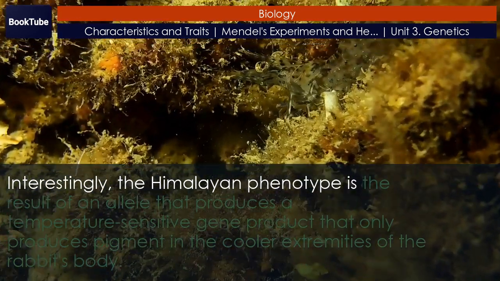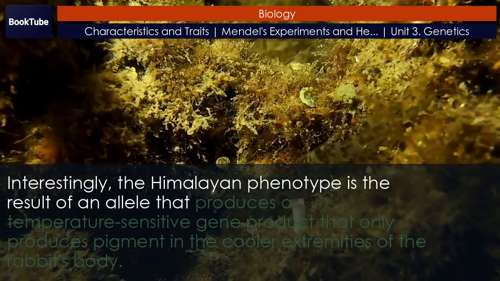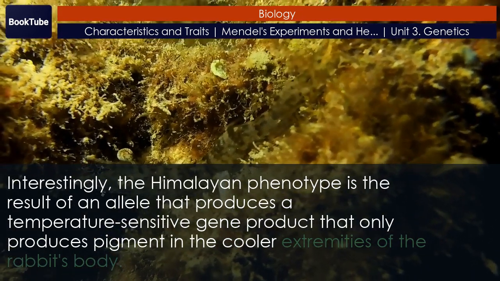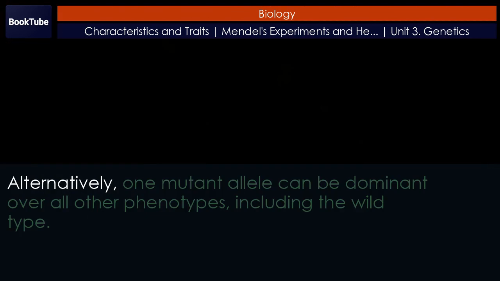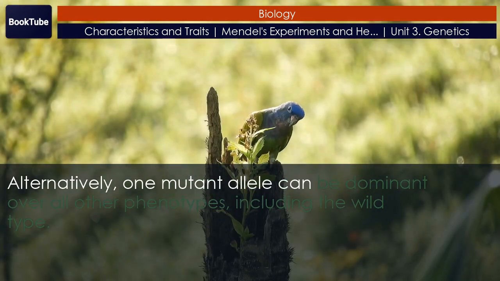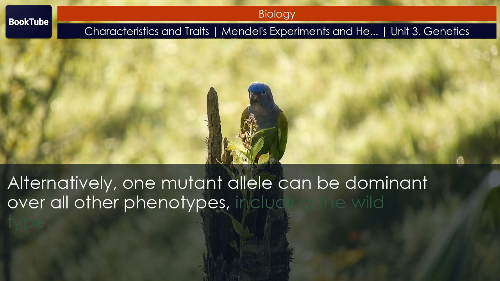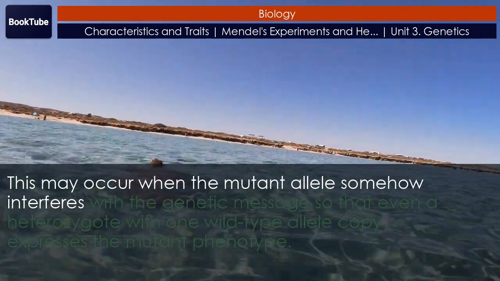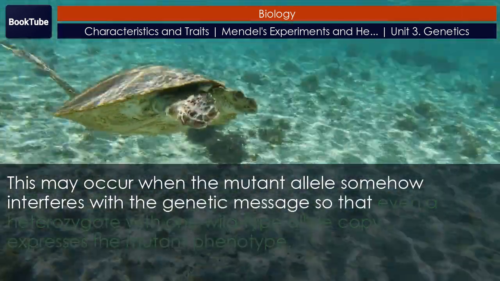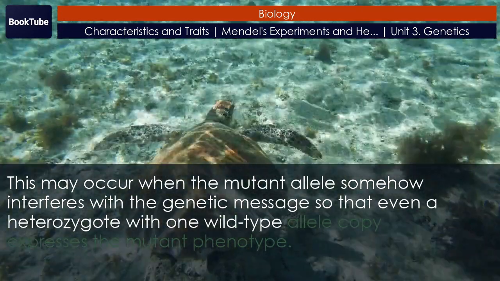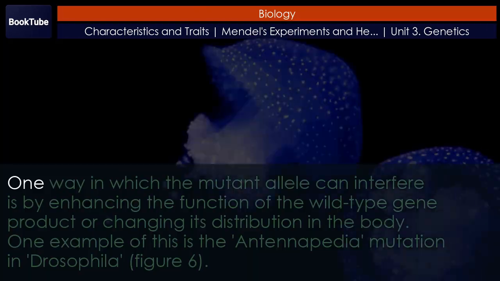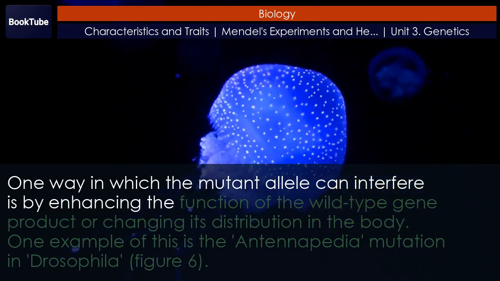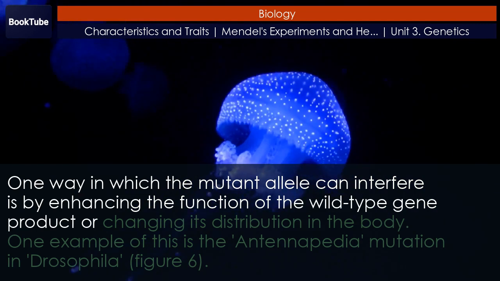Interestingly, the Himalayan phenotype is the result of an allele that produces a temperature-sensitive gene product that only produces pigment in the cooler extremities of the rabbit's body. Alternatively, one mutant allele can be dominant over all other phenotypes, including the wild type. This may occur when the mutant allele somehow interferes with the genetic message so that even a heterozygote with one wild-type allele copy expresses the mutant phenotype. One way in which the mutant allele can interfere is by enhancing the function of the wild-type gene product or changing its distribution in the body.